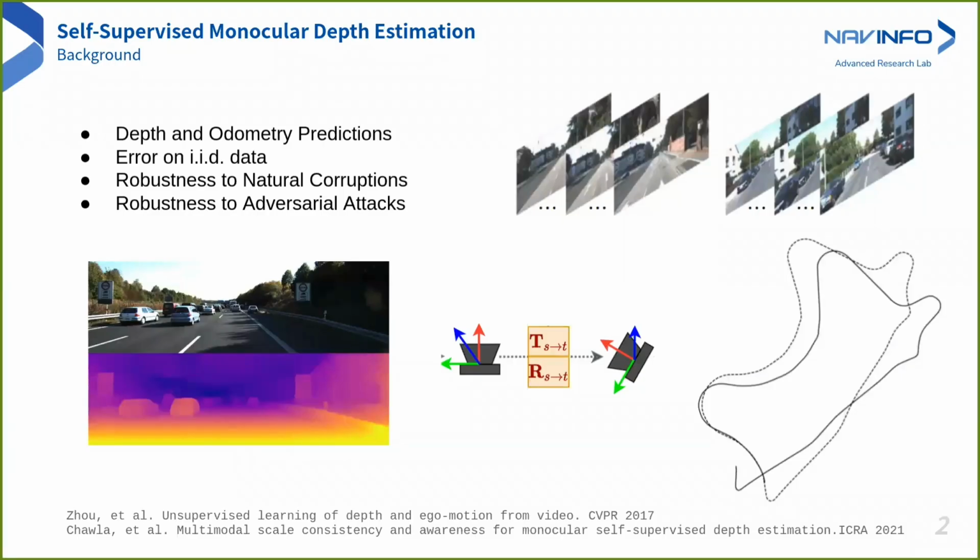Depth estimation is an essential component of vision systems that capture 3D scene structure for mobile robots, self-driving cars, and augmented reality. Several self-supervised methods have been proposed that predict depth and odometry simultaneously while focusing on reducing error on independent and identically distributed test data. However, the deployment requires a focus on the generalizability and robustness of models beyond performance under ideal conditions, including robustness to natural corruptions and adversarial attacks.